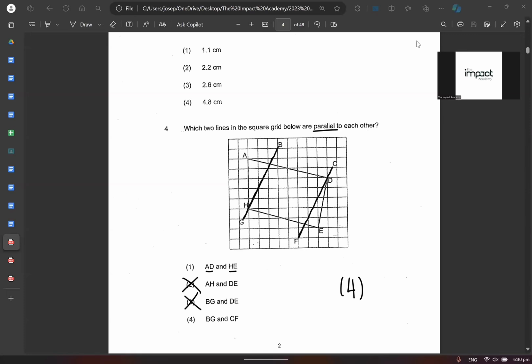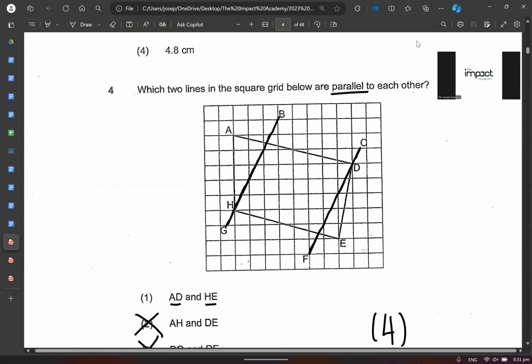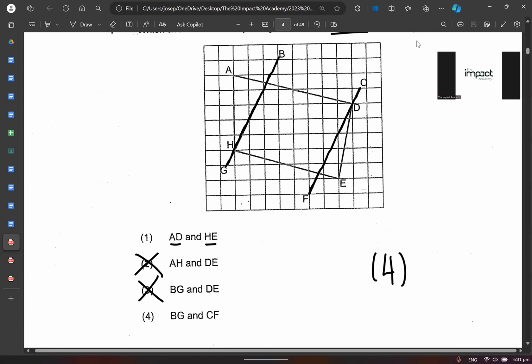Now, when you look at question number 4, they are asking which one is parallel to each other. Whenever we want to check parallel lines, we cannot just look at it and assume. You get what I'm trying to say? So we use the options that are given to us. We have AD and HE.